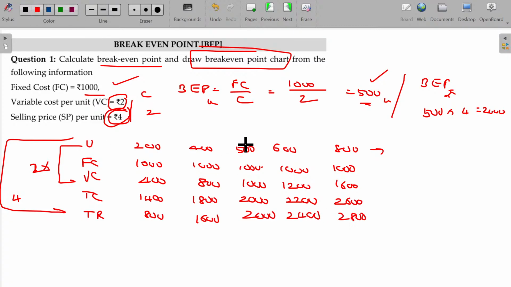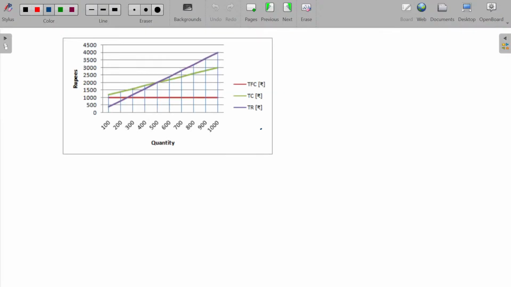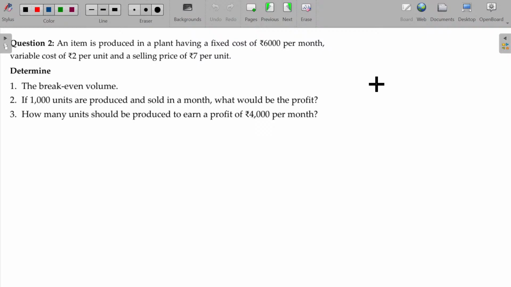You know that 500 units is the break-even point where the total cost is equal to total revenue. You plot this data in the graph and draw the chart for the BEP. I skip the BEP diagram here. You can understand this diagram easily. Otherwise, you go and refer to marginal costing. Clear? I don't want to reteach this here. So let's move on to the next illustration.